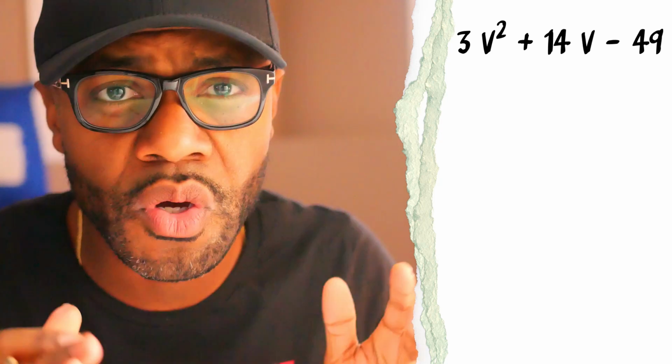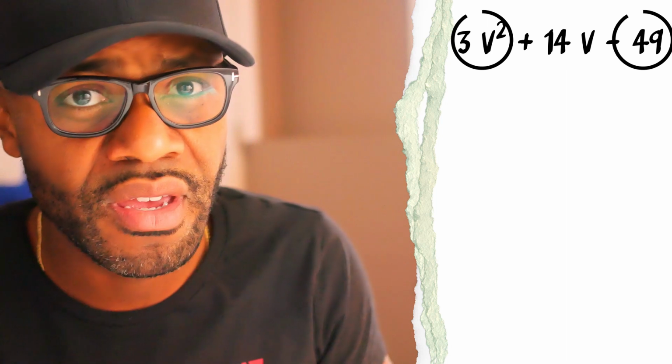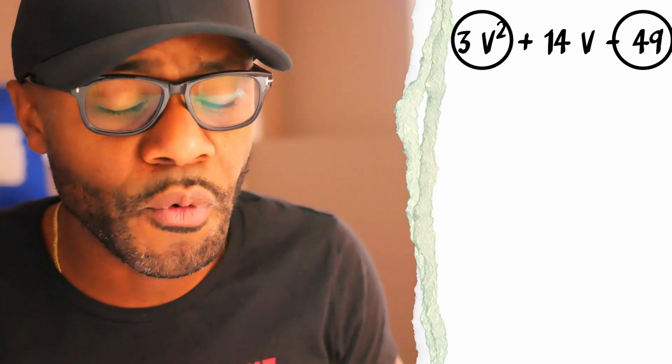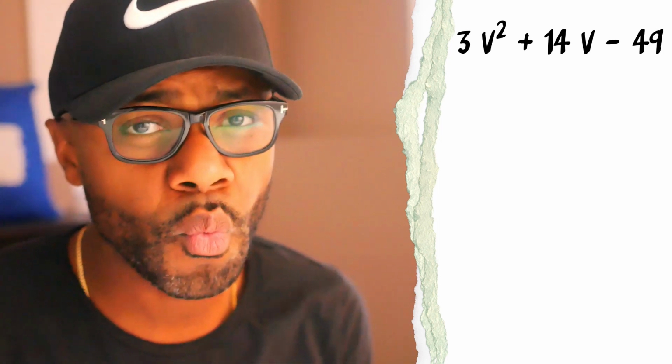Question 3. Problem 3 reads as follows: 3v squared plus 14v minus 49. So first things first, we're going to take the a value, which is 3, and the c value, which is -49, and we're going to multiply them together. We're going to get a product of 147.